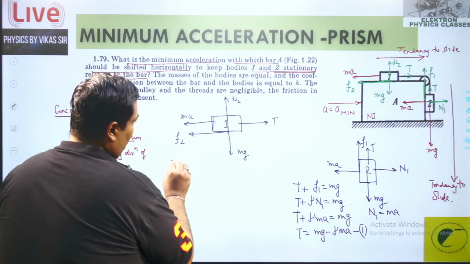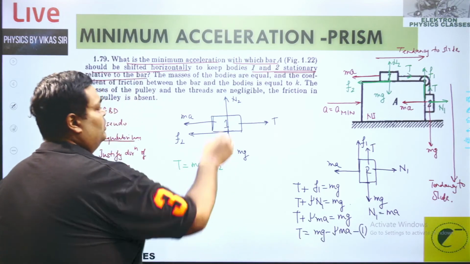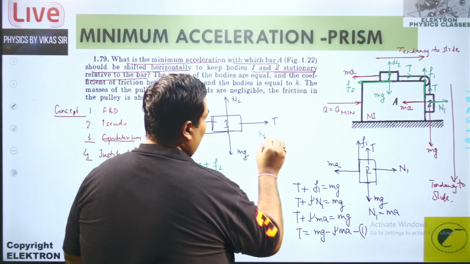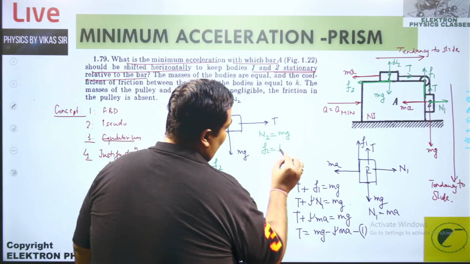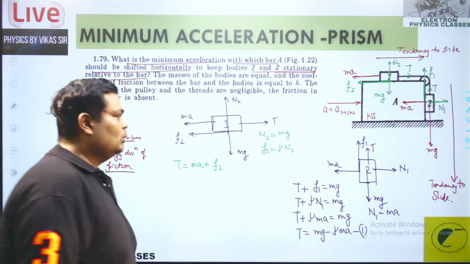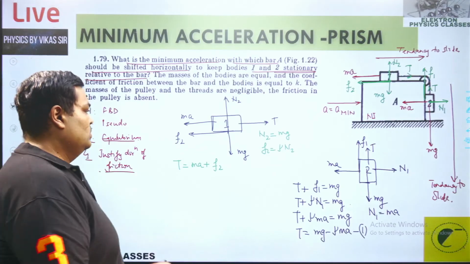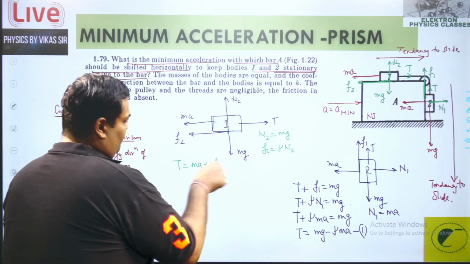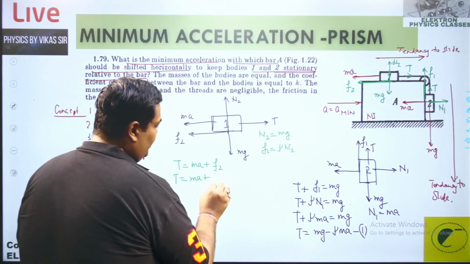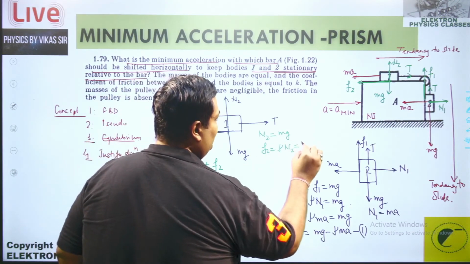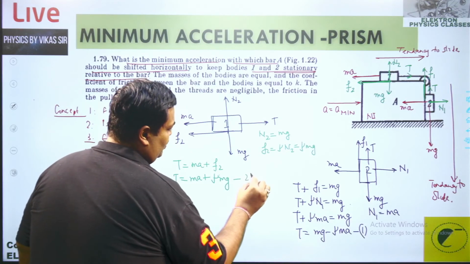From horizontal, we have T as Ma plus F2, while this N2 is equal to mg. And F2 should be mu times N2. Later on, you can substitute mu by K as the question says. So placing the value for F2, we have Ma plus mu into N2, where N2 is mg. So that's mu mg, and that's the equation 2.